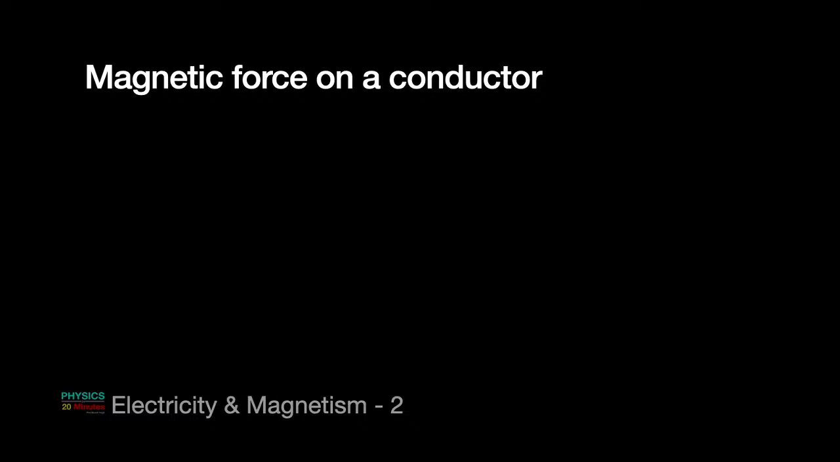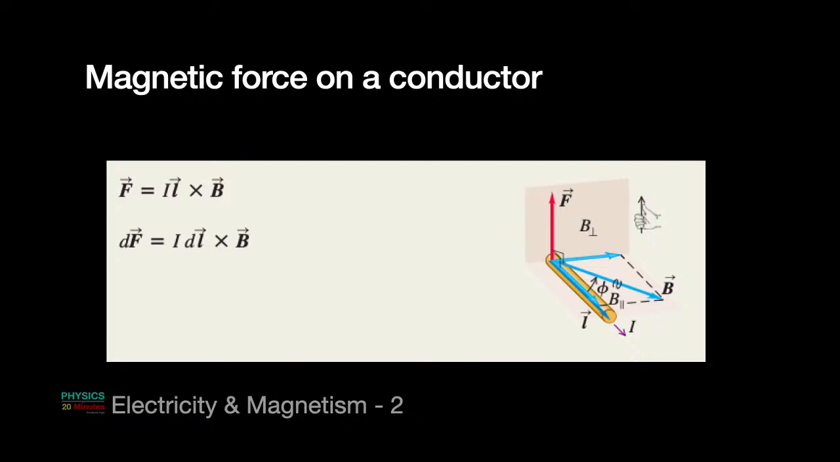The next idea in this chapter is magnetic force on a conductor. Whenever you place a current carrying conductor in a magnetic field, it will experience a force. The reason is simple: when there is a current flowing, then there has to be a flow of charges. Since the charges are also flowing in a magnetic field, they have a velocity. Since they have a velocity, they will experience a force. And the force is given by I L cross B.